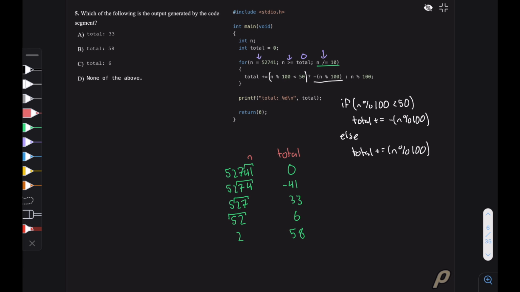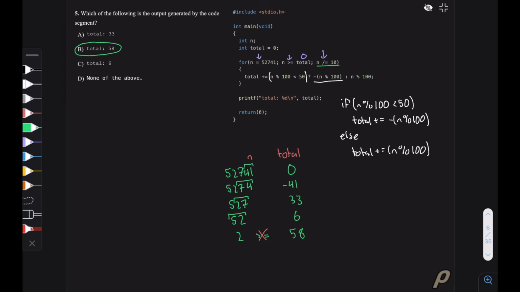And now you'll notice that this condition, that n is greater than total, is no longer true. So we have to break out of this for loop, and then the next thing we do here is just print out this total.